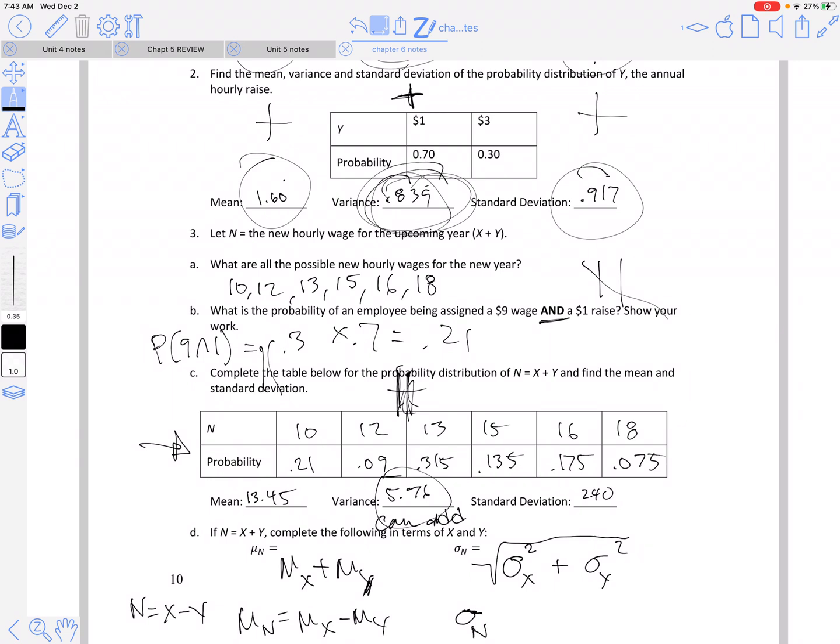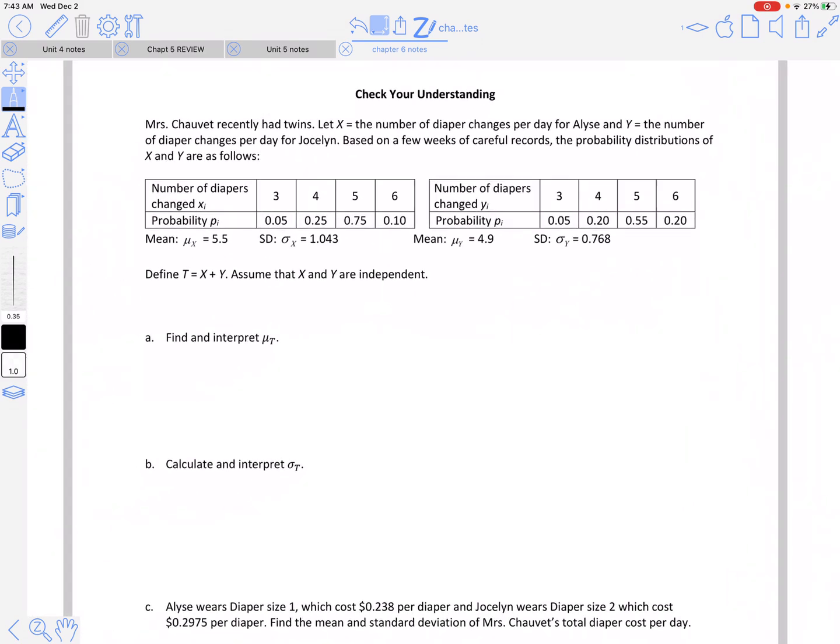So in the second scenario where we're subtracting, even though we're subtracting, we're still going to add the variance because we're not diminishing any of that spread. Whenever we combine, the spread is not going away. So never, ever subtract variance. Never add standard deviation. Only add variance. So let's take a look at some check your understanding here.